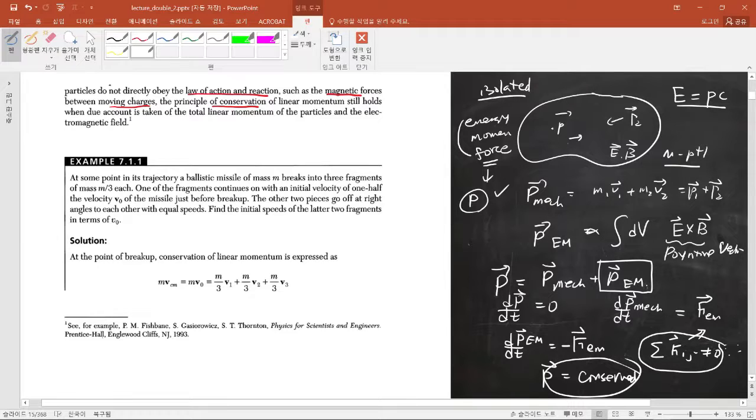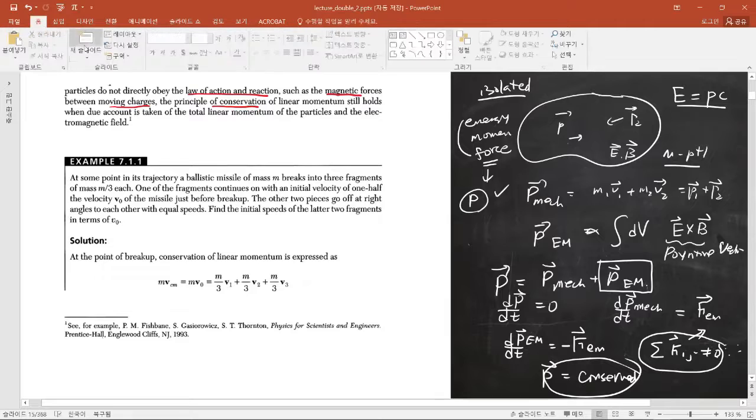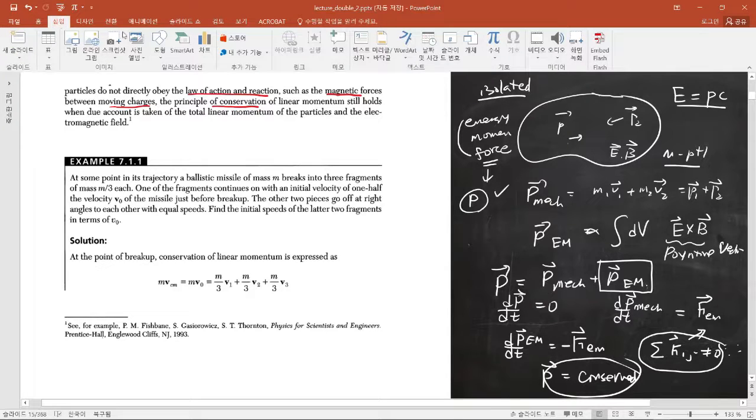So much for the isolated system and linear momentum conservation. Let's go to the example.